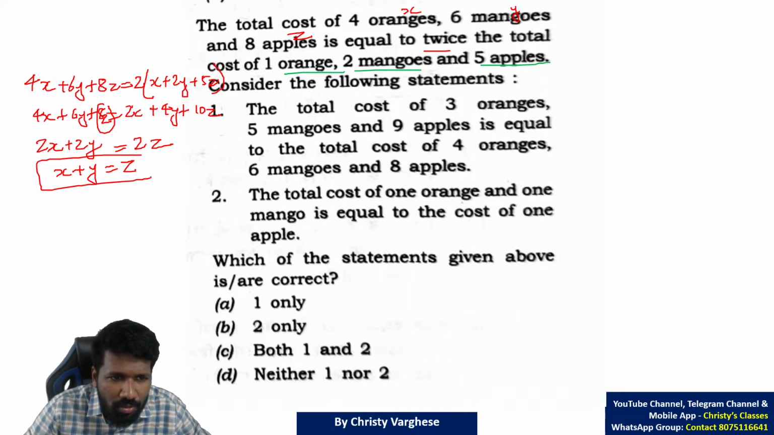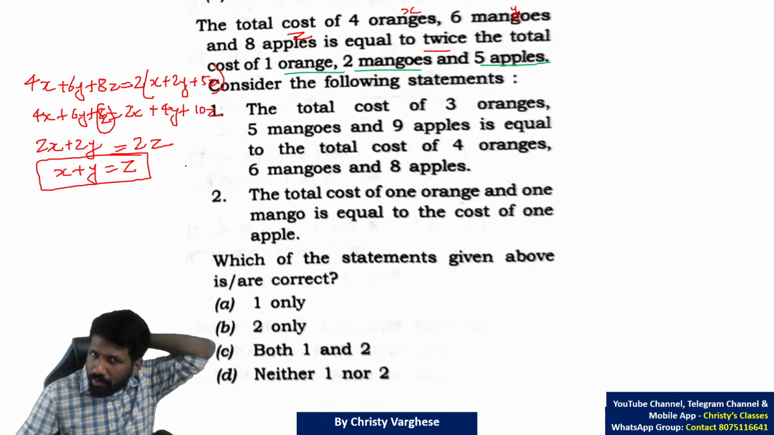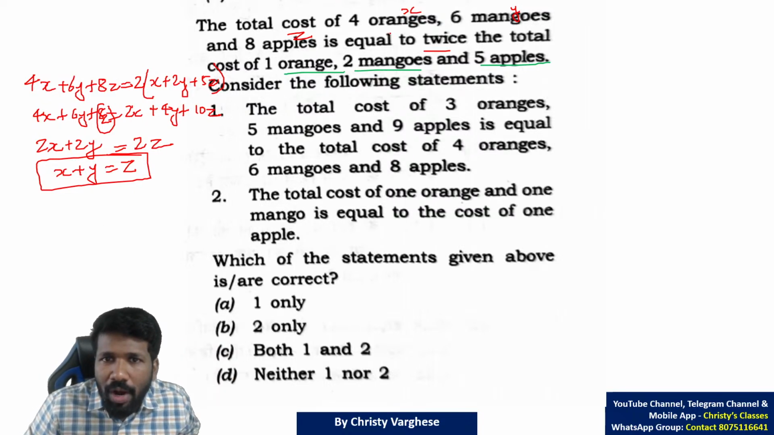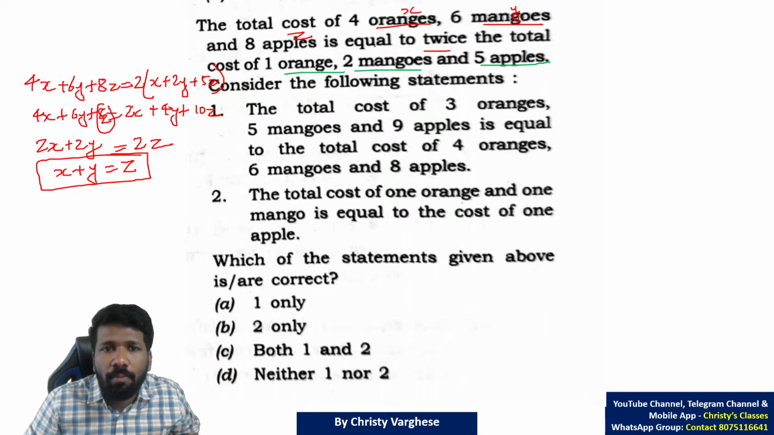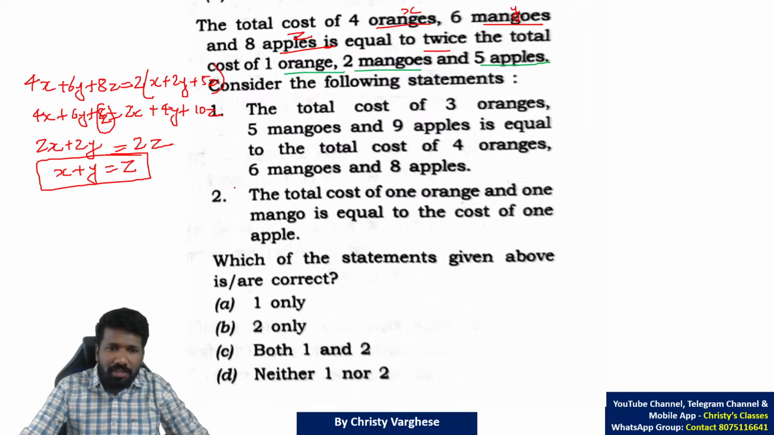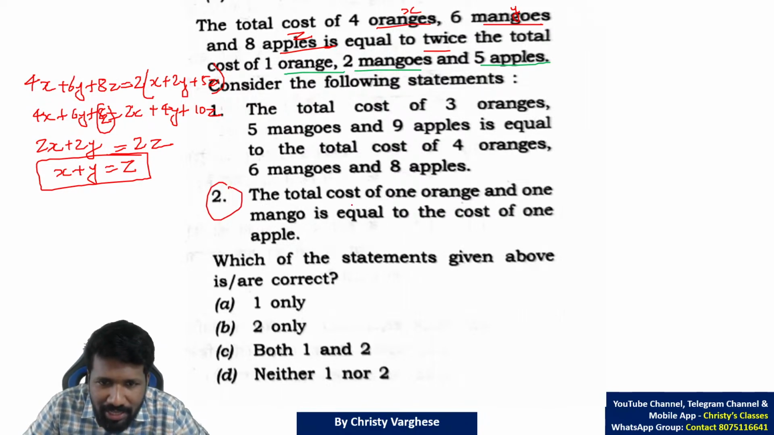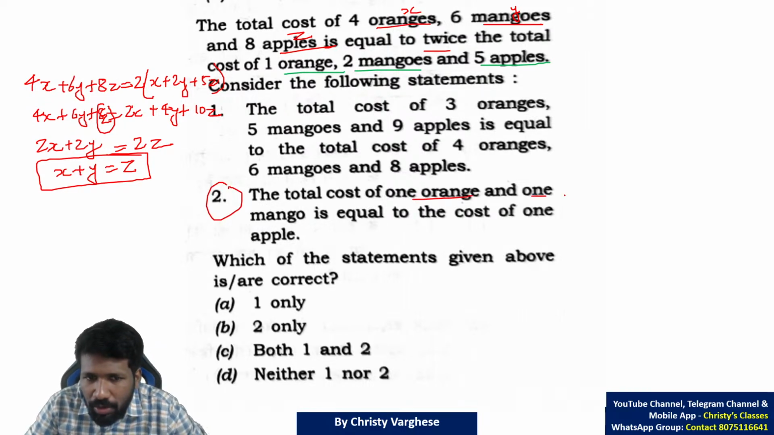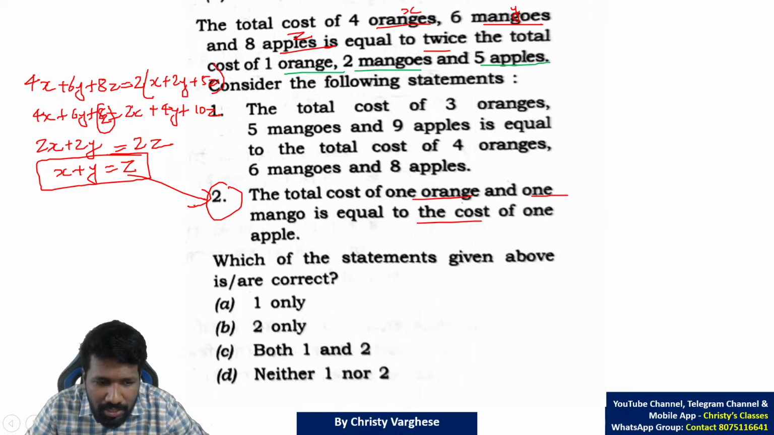That is the simplified equation you can form. What is x plus y equal to z? 1 orange price plus 1 mango price is equal to 1 apple price. That's the meaning of that. And that is what the second statement is saying. Total cost of 1 orange and 1 mango is equal to the cost of 1 apple. So this is clearly the second statement. The second statement is correct. What about the first statement?